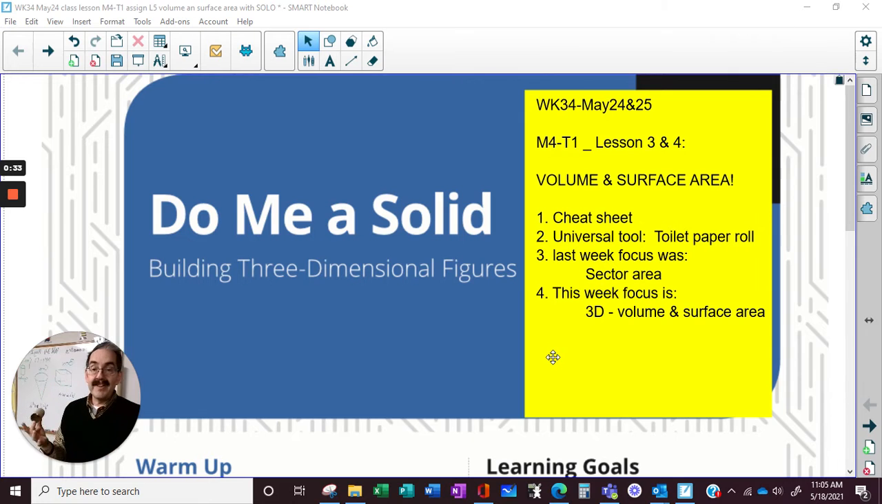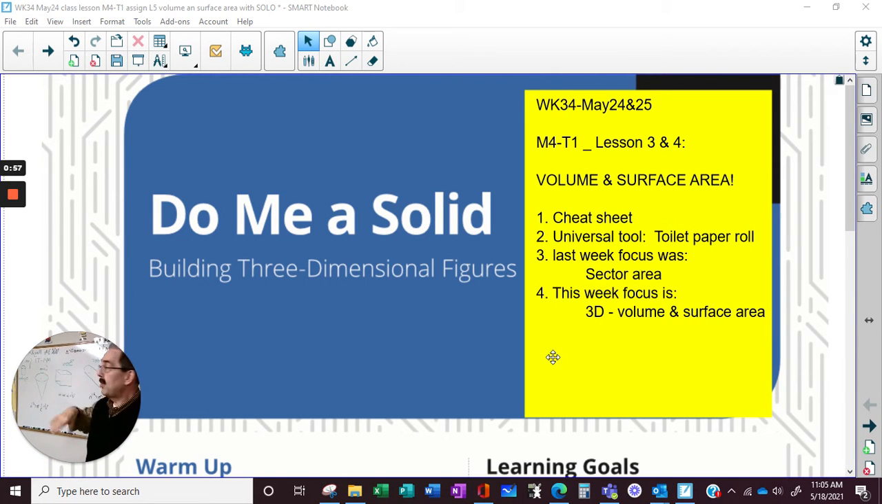But now we finally get to three-dimensional figures. Okay? Volume. All right? So this week we're going to find the volume of three-dimensional shapes. And we're going to wrap the week up on Wednesday and Thursday by actually seeing how much this holds. All right, so let's get started.